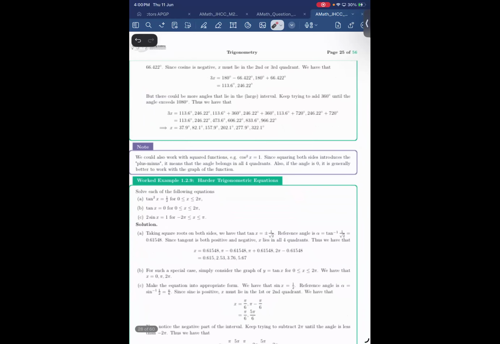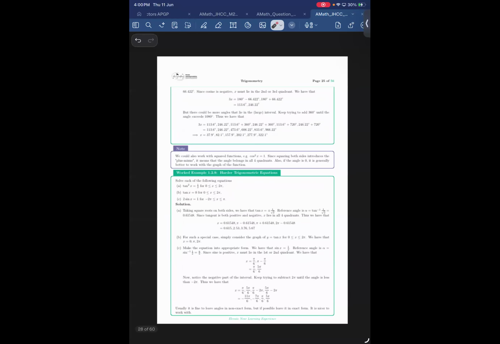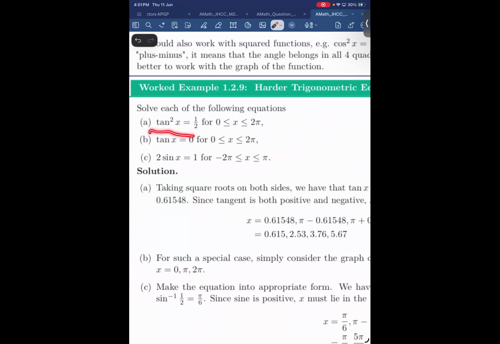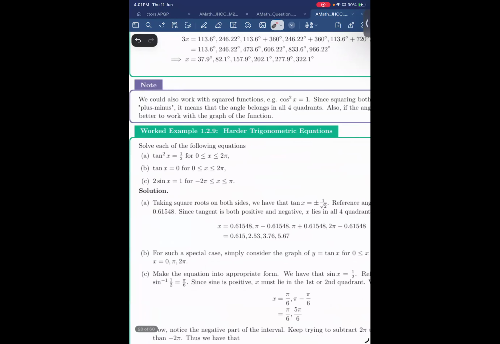Then lastly, some more examples. Go and try the questions. Tangent square x equals to half. Here we need to square root both sides, but remember to put plus minus square root. So it'll be plus minus 1 over square root 2.